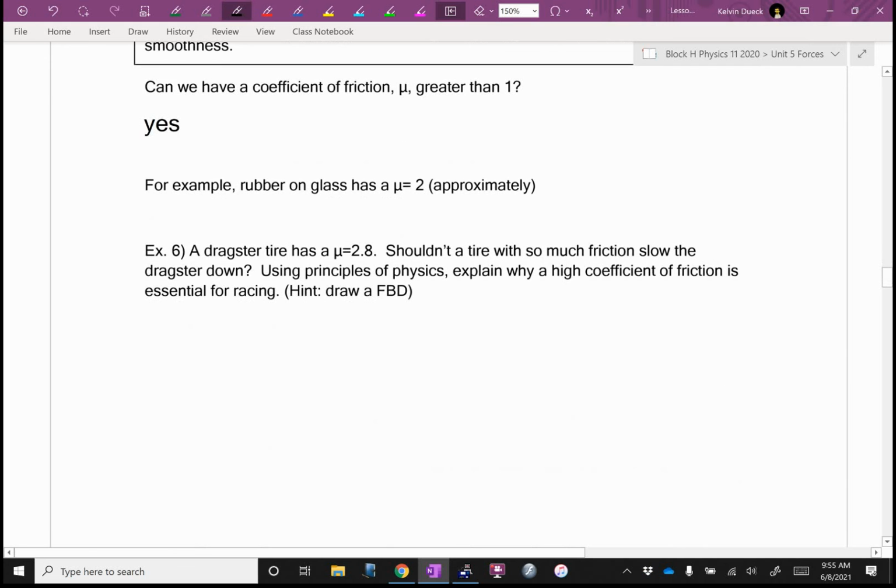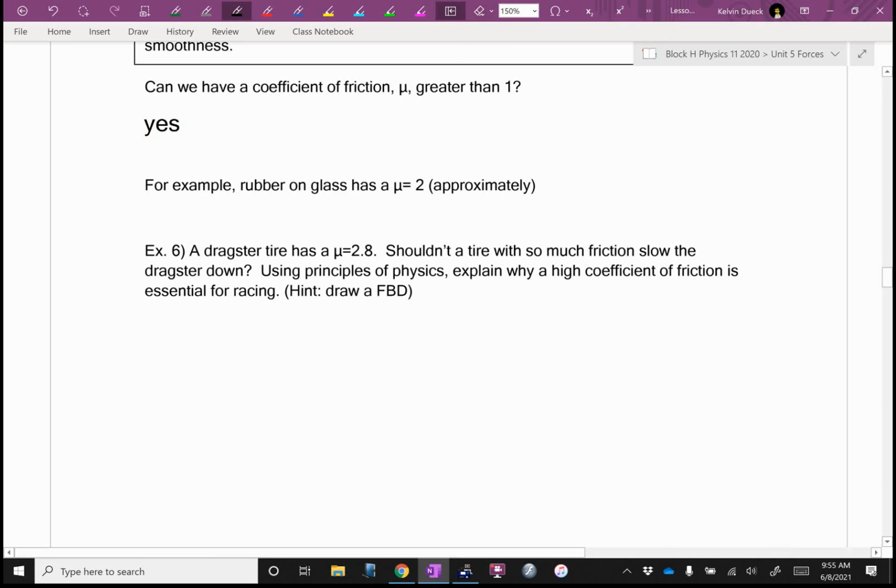And one place we have a high mu is on dragster tires. Dragster tires have a coefficient of friction of about 2.8. Mr. Duke, wouldn't that slow them down? Let's find out. Shouldn't a tire with so much friction slow the dragster down? No. Convince me.